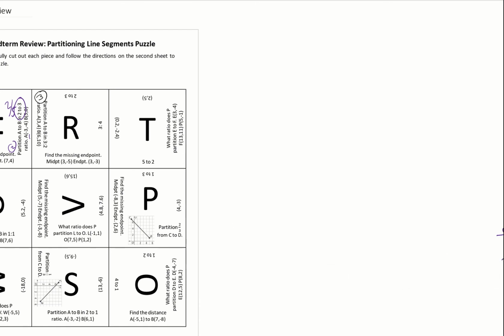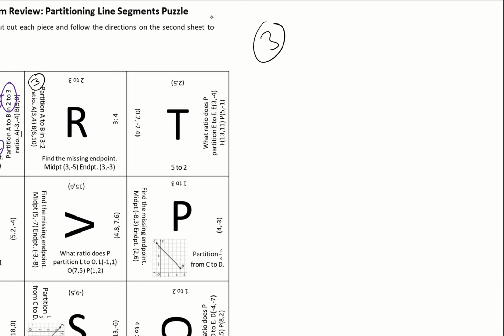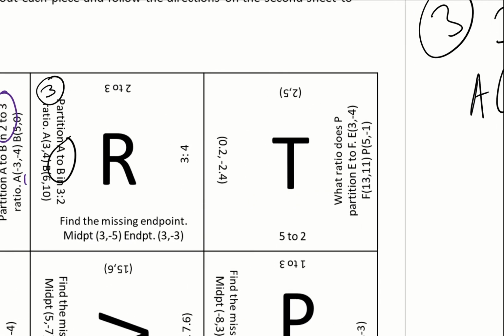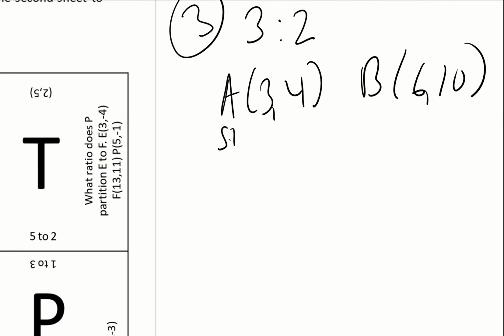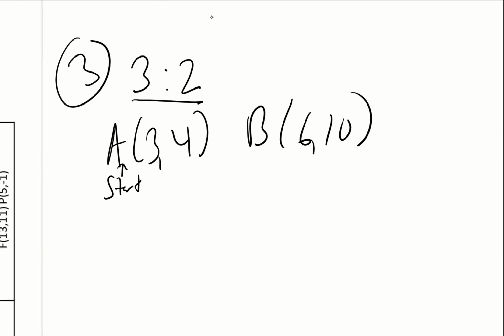Okay, so number 3. We have a 3:2 ratio. Okay, so if we have a 3:2 ratio and it says you're going from A to B, so A is your starting point. So that means you're doing a 3:2 ratio. You have a total of 5 pieces. So your fraction here is 3/5 total pieces. So my fraction is 3/5. Okay.